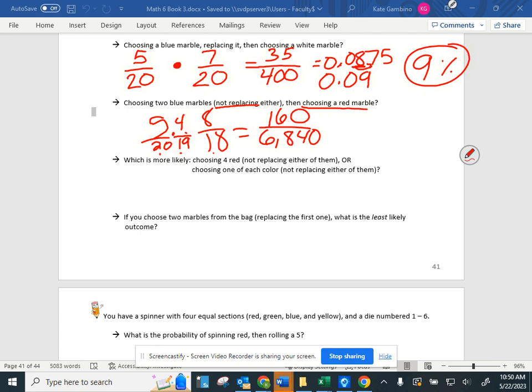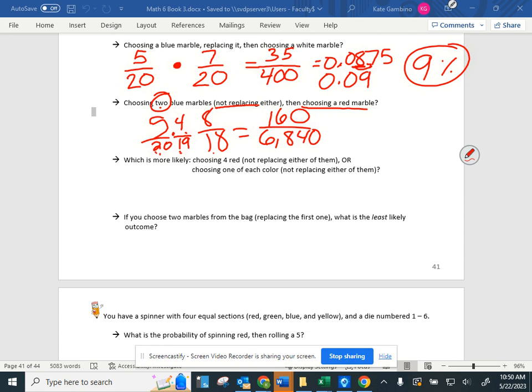Wait, why would you do 4? Why'd you add 4 over here? Because we have 2 events happening. We chose 1 blue, and then we chose another blue. That's 2 events. Oh. Each time you reach in to take a marble is an event. So you chose a blue, then you chose a blue, then you chose your red. Okay, so that's 2 separate events. So I had to list them separately to multiply them.